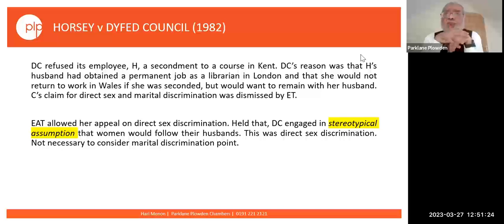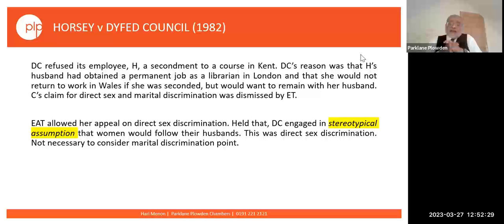Right, so when this matter went to the EAT, the EAT allowed the appeal on direct sex discrimination. It held that the council had engaged in a stereotypical assumption that women would follow their husbands, because it pointed to the fact that on previous occasions, when Mrs. Horsey had been sent on courses or was doing a course elsewhere, her husband had actually followed her. So they said that a stereotypical assumption was direct sex discrimination, and it was not necessary to consider the marital discrimination point, which is a bit of a shame, because it would have been interesting to see how they would have dealt with that.